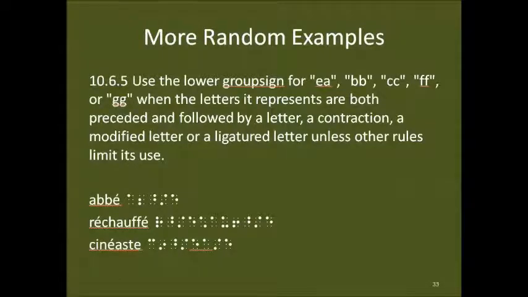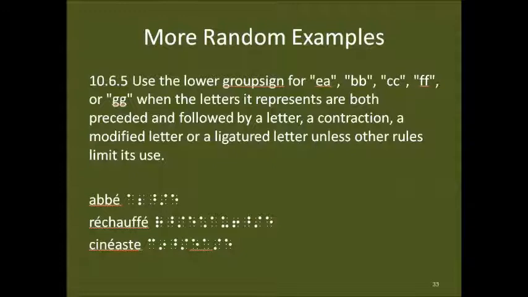The rule in 10.6.5 was use the lower group signs EA, BB, CC, FF, or GG when the letters it represents are both preceded and followed by a letter, a contraction, or modified letter or ligature letter unless other rules limit its use. So again, we're including modified letters and ligature letters as letters whenever we're talking about the use or non-use of contractions.